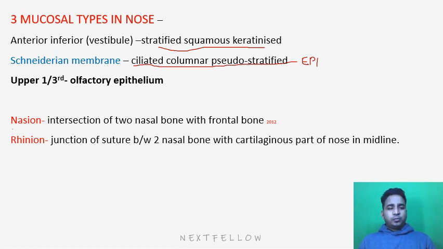Now there are two terms. One is the nasion, then comes the rhinion. What is the nasion? Nasion is the intersection of the two nasal bones with the frontal bone. Suppose this is my frontal bone, and then come the two nasal bones. The junction is known as the nasion. Then comes the rhinion. Rhinion is the junction of the suture between the two nasal bones with the cartilaginous part of the nose. The cartilaginous part is the upper lateral cartilage and the nasal bone. So this junction is known as the rhinion.